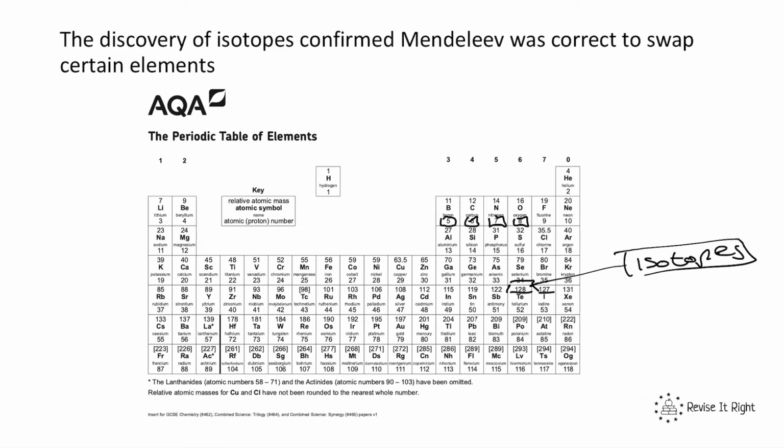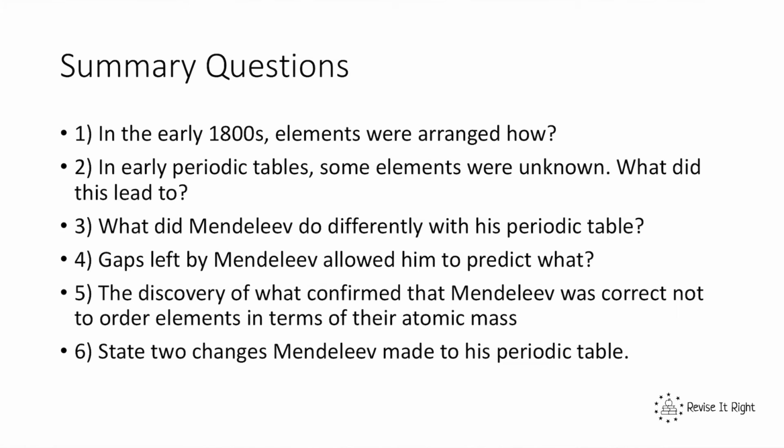The first periodic tables were incomplete and elements were often placed into wrong groups because of the undiscovered elements and also because of isotopes and the atomic mass. We also need to understand that Mendeleev solved these issues because firstly he swapped the order of some elements, for example beryllium and iodine, and secondly he left gaps for undiscovered elements. And then we've also got to understand that the discovery of isotopes supported Mendeleev's periodic table and his ordering. Now here are some summary questions. Pause the video to have a go.